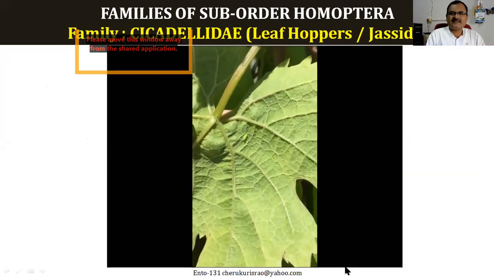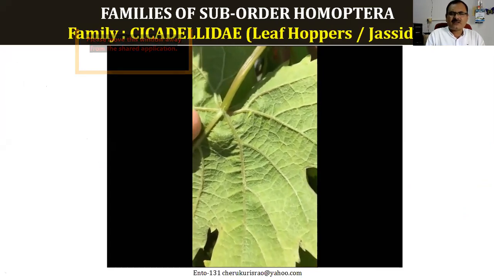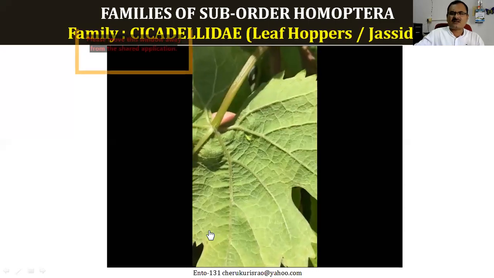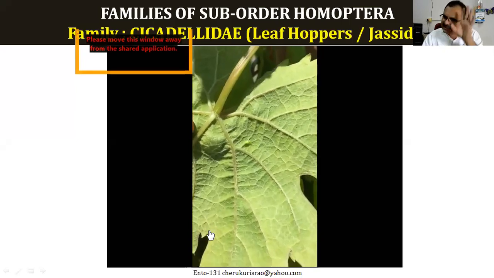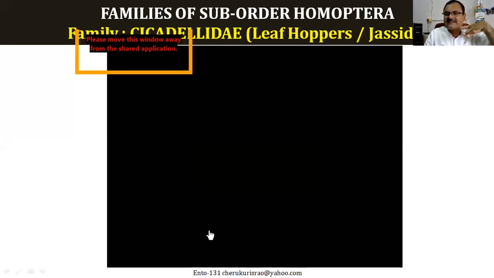In this video, you can see the small hopper. That's actually a nymph. That's very small. Actually, it walks diagonally, and it will not go straight. It's a very small hopper, and this is the only one hopper in this picture. But otherwise, in reality, there will be thousands of hoppers on the underside of the leaf. The moment you go out and pick up a leaf and look at the underside of the leaf, you will definitely find these hoppers. Very, very important family, Cicadellidae.